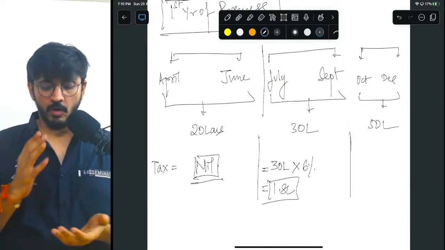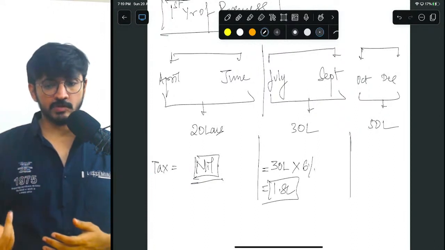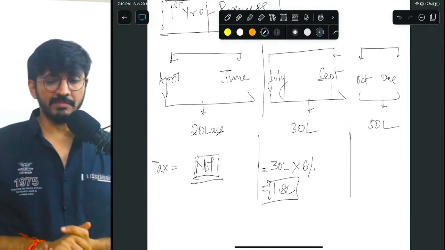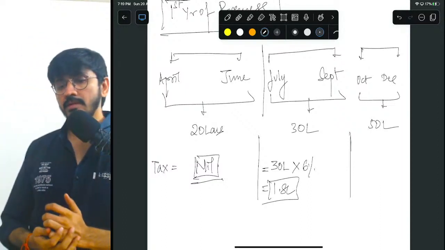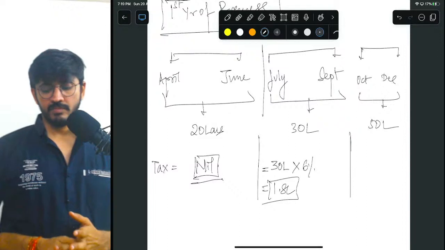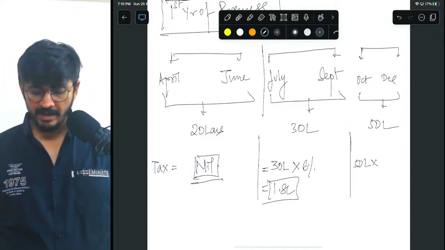But understand, for October to December, will I apply 6% on 50 lakhs or will I apply something else? Tell me. Come on, MS. Avni, come on. What is it that I will pay? Correct. 50 lakhs will be multiplied by 18%.